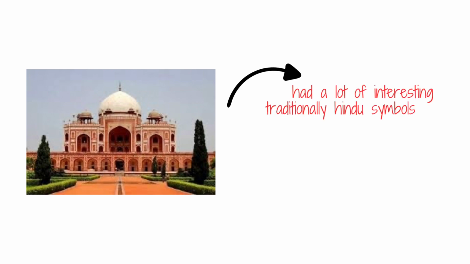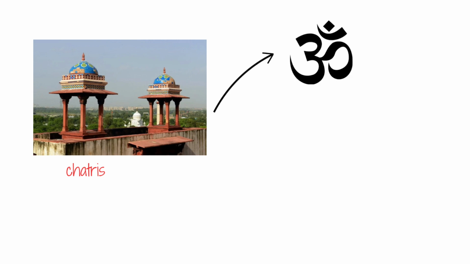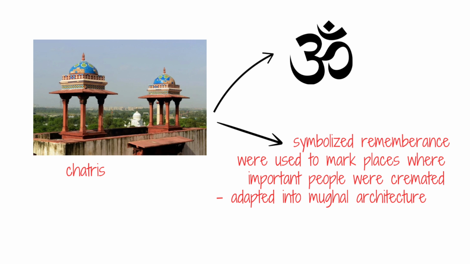The main tomb had a lot of interesting symbols that used to traditionally coincide with Hinduism. The lotus, which was traditionally a Hindu and Buddhist symbol of purity, was carved on the tomb, and the use of chhatris on the building, which was, again, traditionally a Hindu element, symbolized remembrance, and they were used to mark places where important people were cremated.